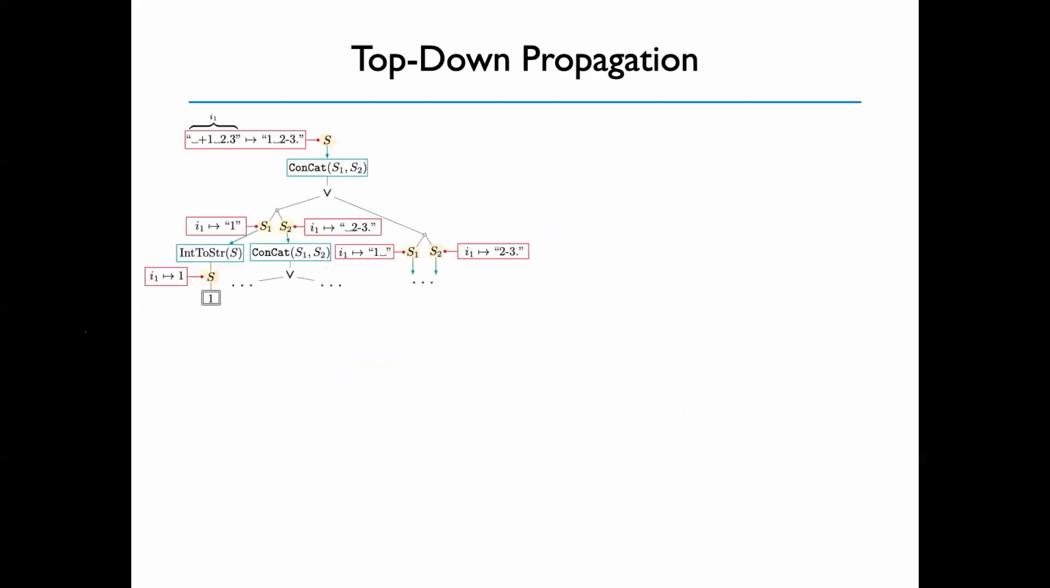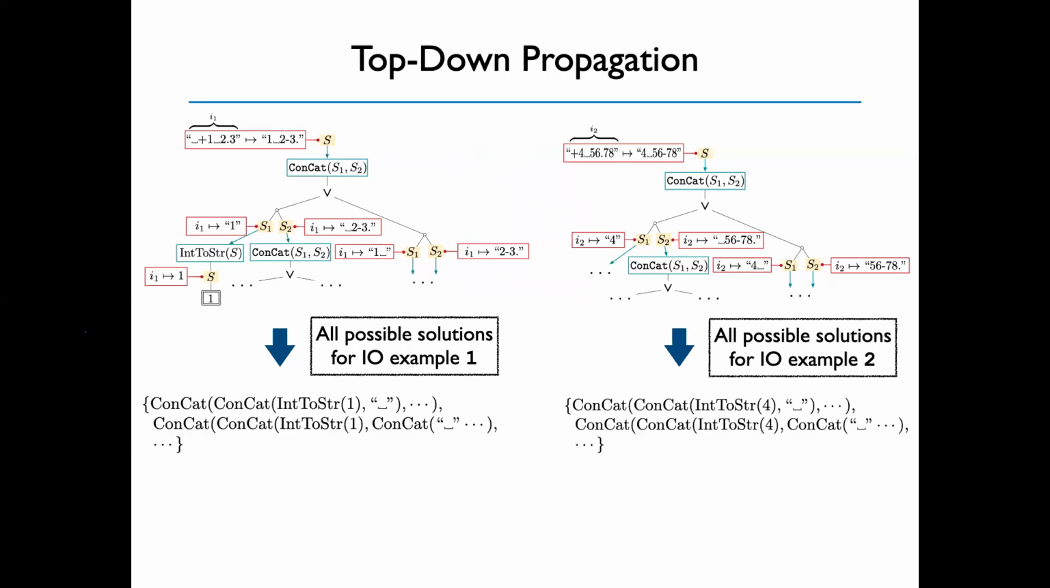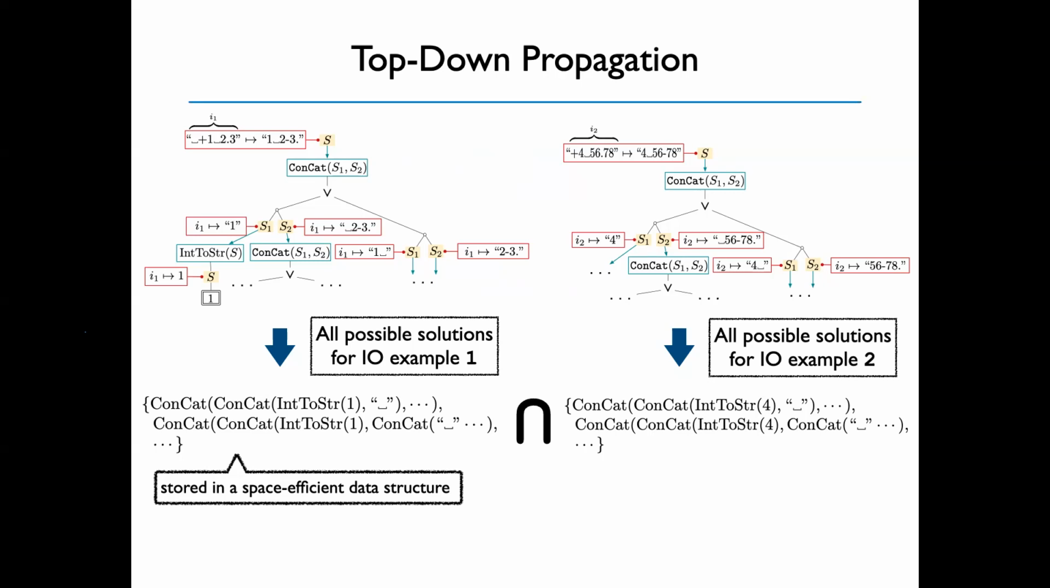In this manner, for each input-output example, top-down propagation of input-output examples is performed, and a set of all programs consistent with each individual example is derived and stored in a space-efficient data structure. To construct a set of programs consistent with multiple input-output examples, an intersection on the sets of programs that are consistent with individual examples should be computed.